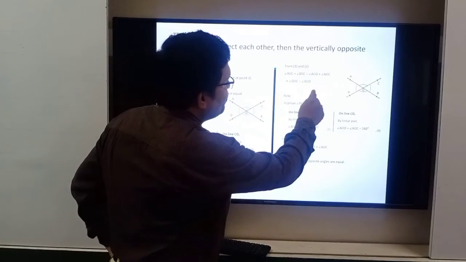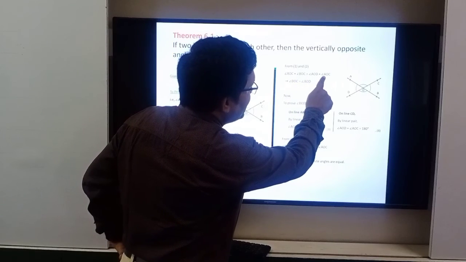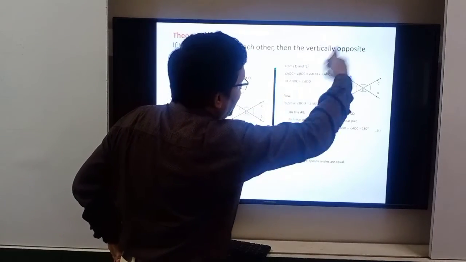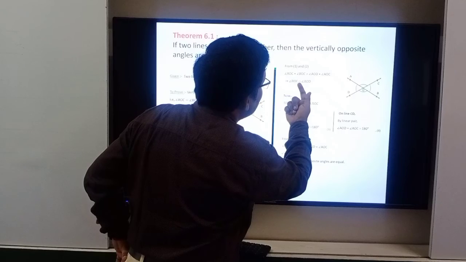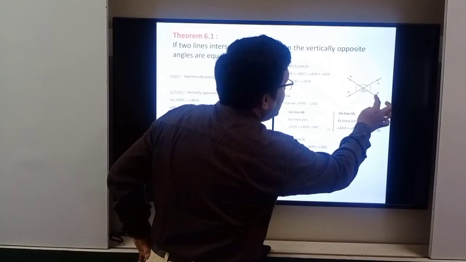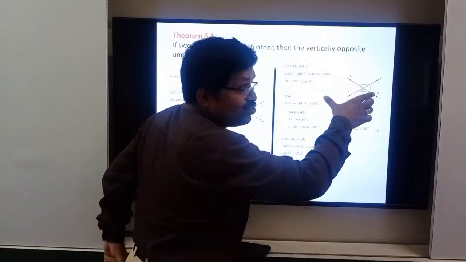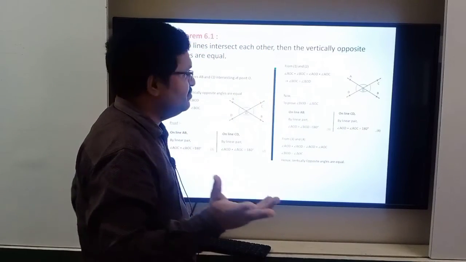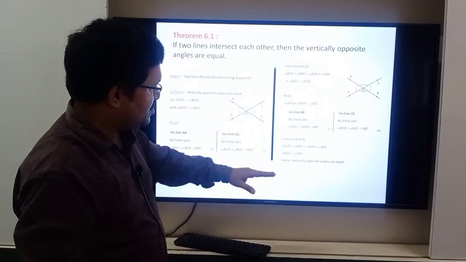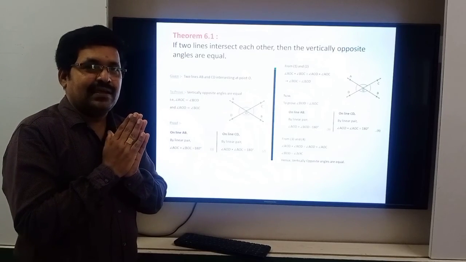When the two equations are equal, just observe: angle AOC plus angle BOC is equal to angle AOD plus angle AOC. Strike off AOC from both sides. Then what remains? Angle BOC is equal to angle AOD. These two are vertically opposite angles. We proved it. In the same way, you can prove the other pair. Hence we can prove these two angles are vertically opposite angles.